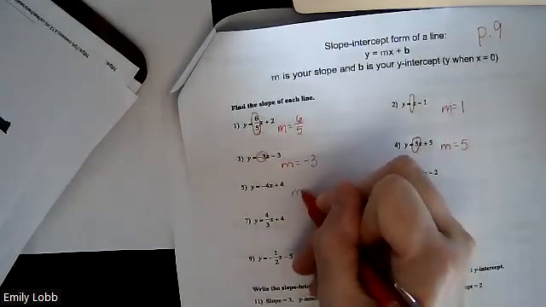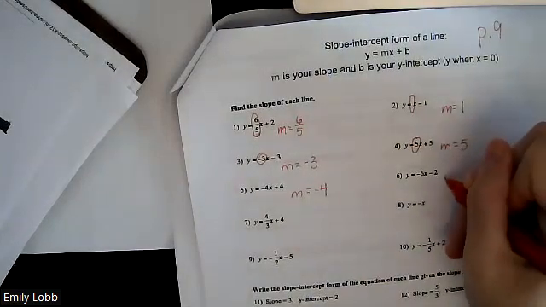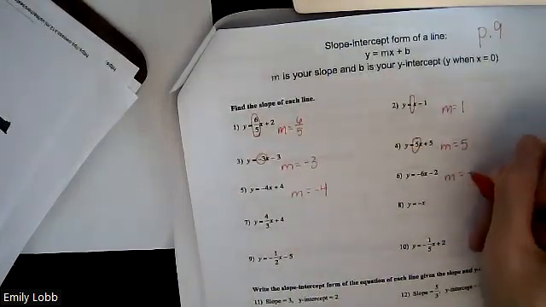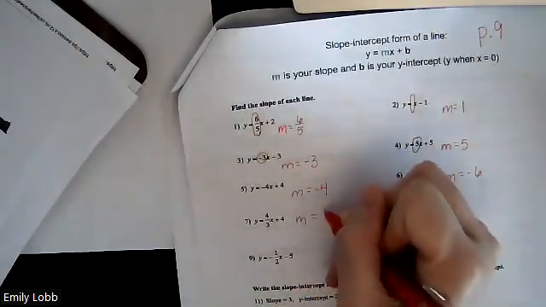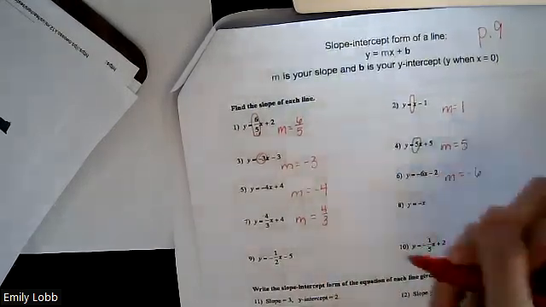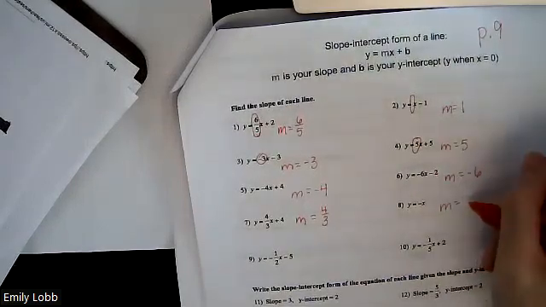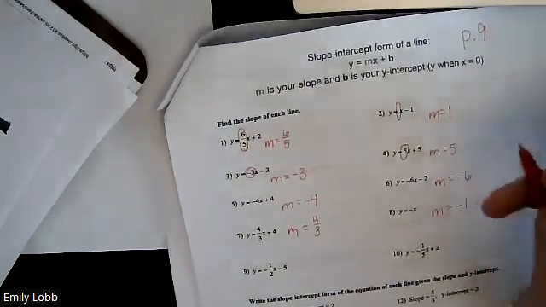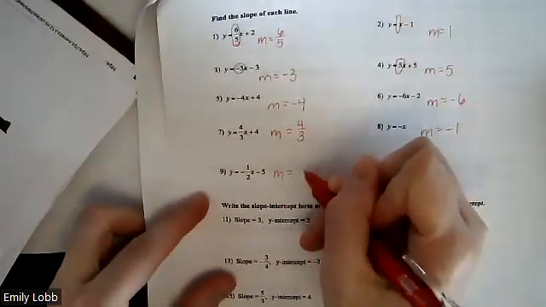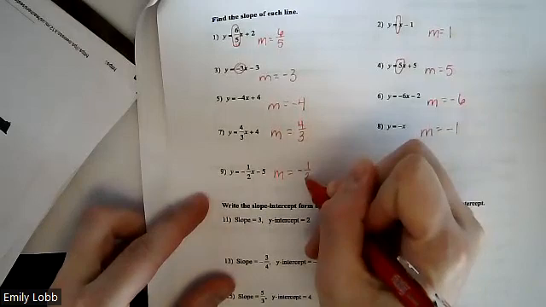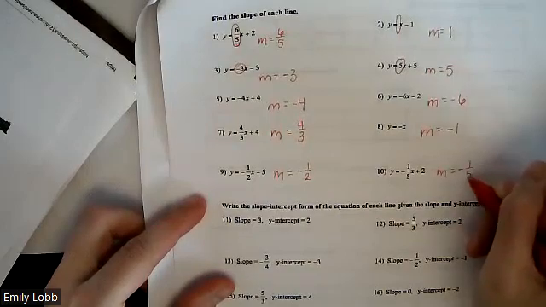And here our slope is equal to -4. Here our slope is equal to 7 is 4/3. 8 is again a little bit tricky, like number 2 was. Instead of 1, it's going to be -1. Here our slope is -1/2. And number 10, our slope is -1/5.